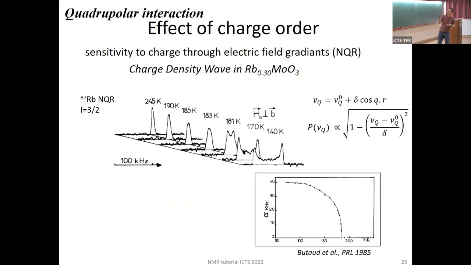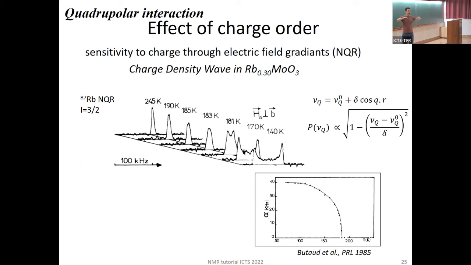So this is one example in a charge density wave material, where it is NQR, actually, so there's no applied field. That's NQR of the rubidium, which is a spin-3/2, so you have one NQR transition. And you see the evolution of the spectrum. It changes a lot around 180K. That's where you have the charge density wave order.